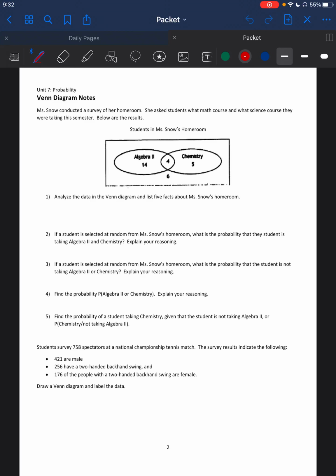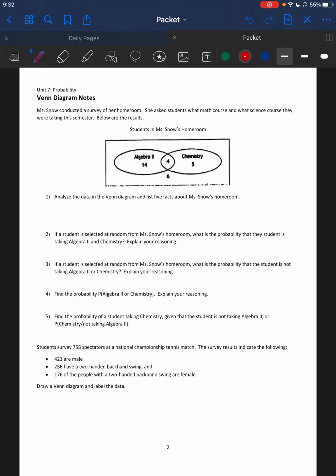Hey guys, this is the first lesson of Unit 7, our probability unit. We are going to start with Venn diagrams. Miss Snow conducted a survey of her homeroom class. She asked students what math course and science course they were taking this semester.